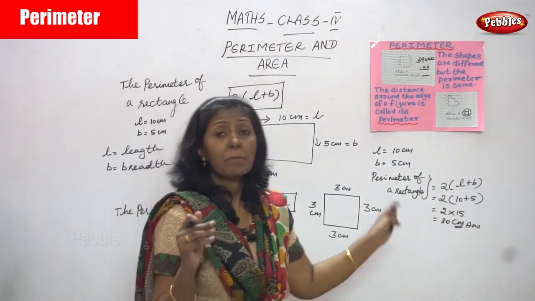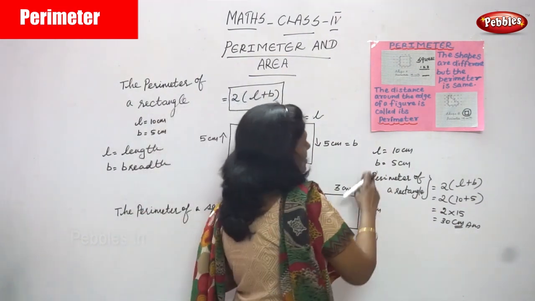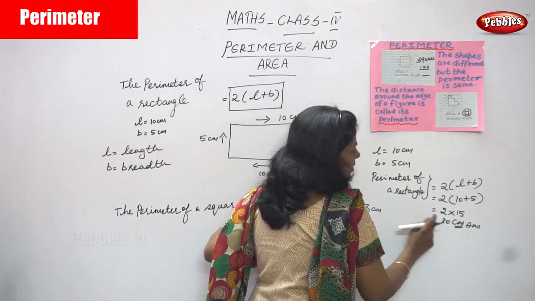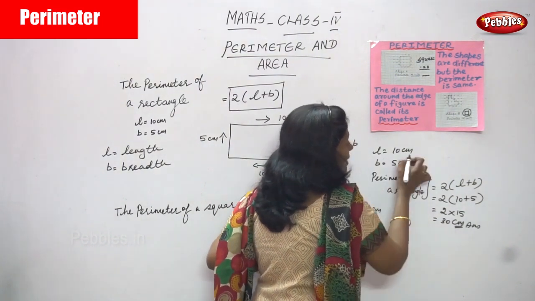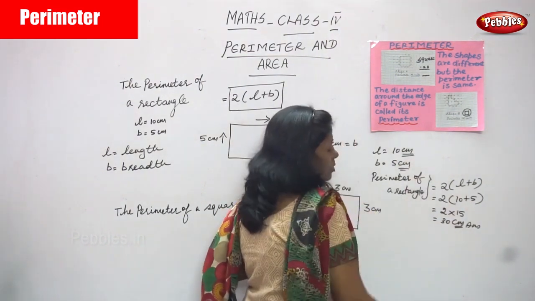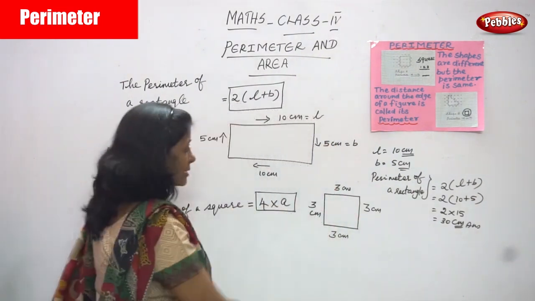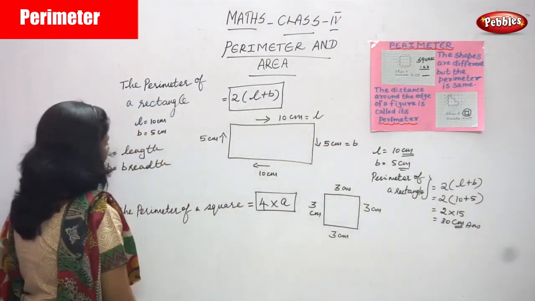But now we are going to see perimeter. So the perimeter of a rectangle is equal to, what is the answer? 30 centimeter, because the unit is given in centimeter. So I end with centimeter, and this is the exact unit. So 30 centimeters is the right answer for the question.